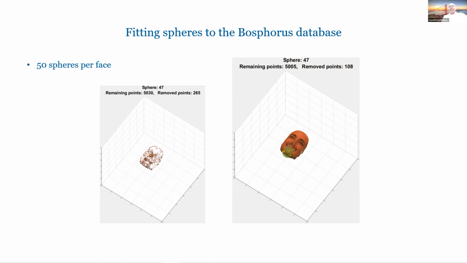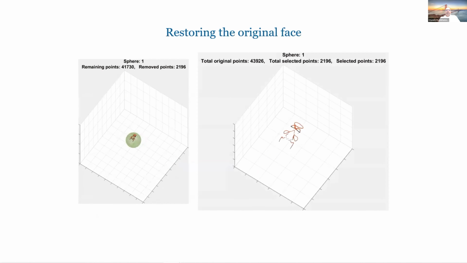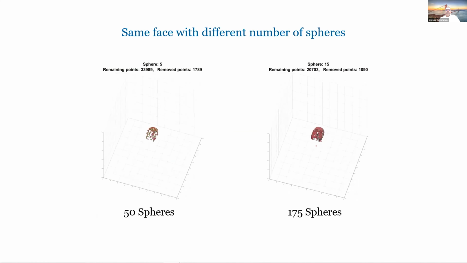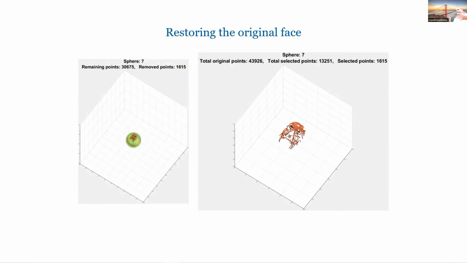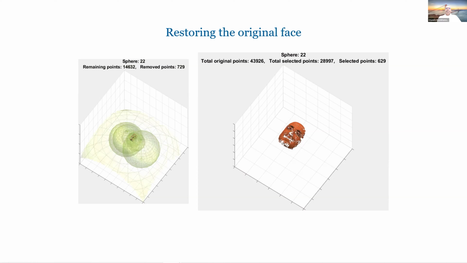I'll play till 50. Now you're seeing the reconstruction. We did the removal, now bring it back. On the right, you're seeing the points coming back. On the left, you're seeing the spheres that are giving you the points back. At 50, I'm sure you will get all the points.